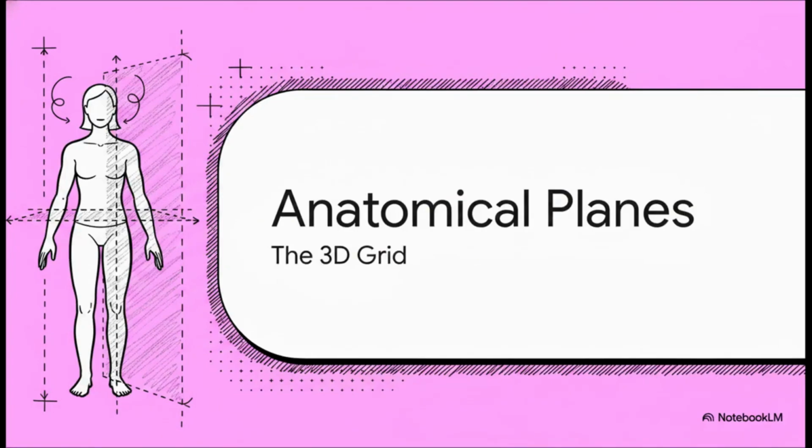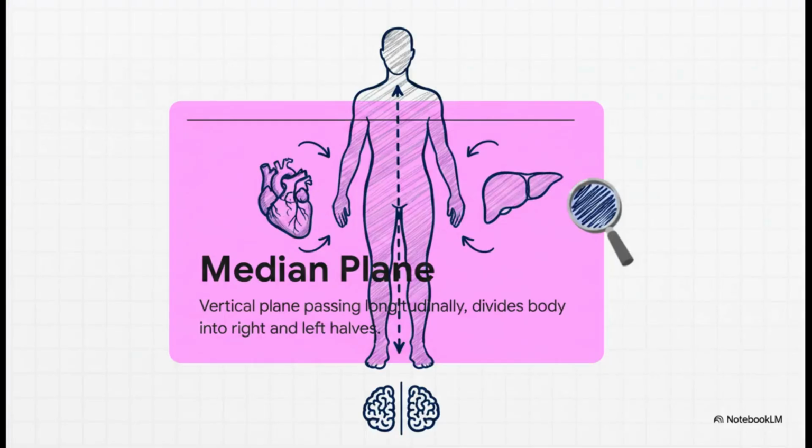All right, part 1, mastering anatomical planes, or, as I like to call it, building our 3D grid. In anatomy, we always orient ourselves from the exact middle. So the absolute first one you need to memorize is the median plane. This is the vertical slice passing longitudinally right through the center of the body, dividing it perfectly into equal right and left halves. It effectively defines the midline of your head, neck, and trunk.